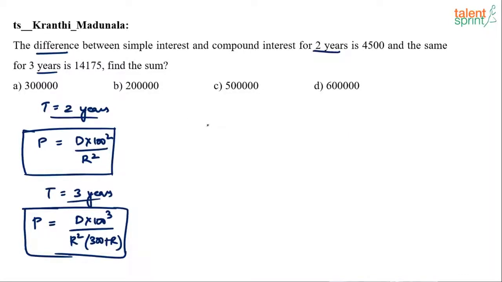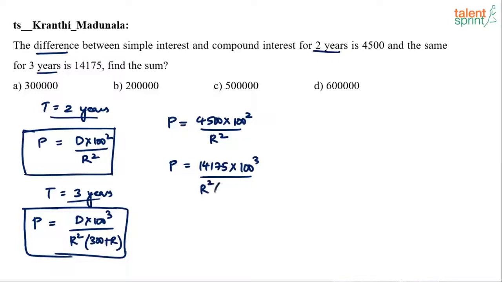So what do we get? We get P equals to, for 2 years the difference is 4,500, 4,500 into 100 cube upon R squared into 300 plus R. So you have to solve these two equations. Yeah, so I think first get the value of R. First find out what is R and then try to get P.